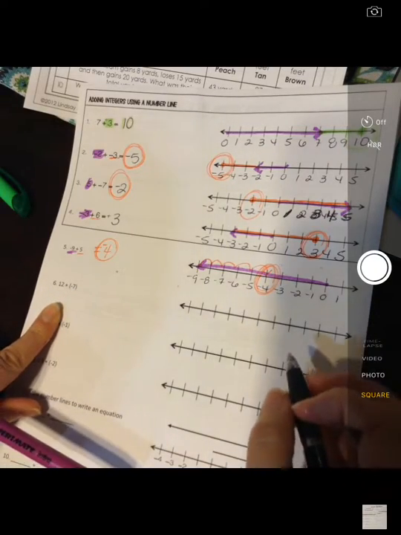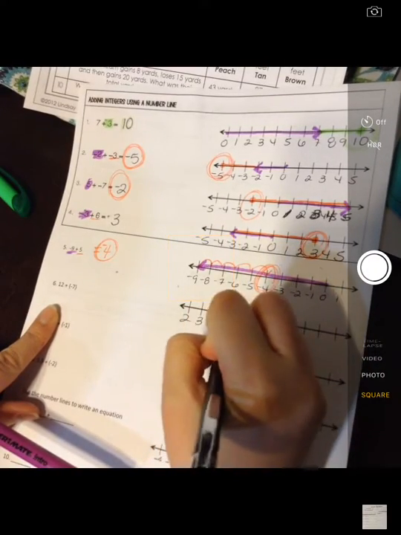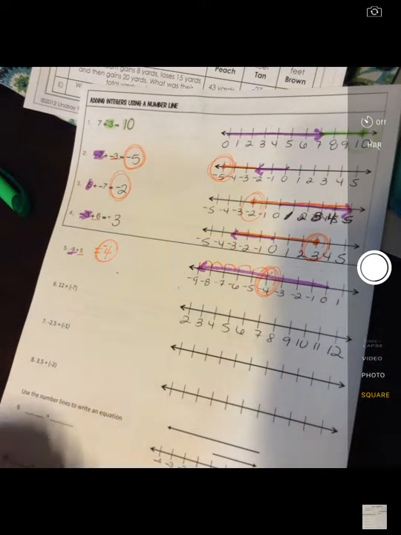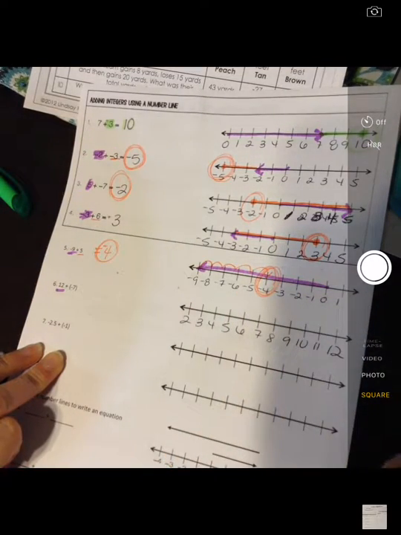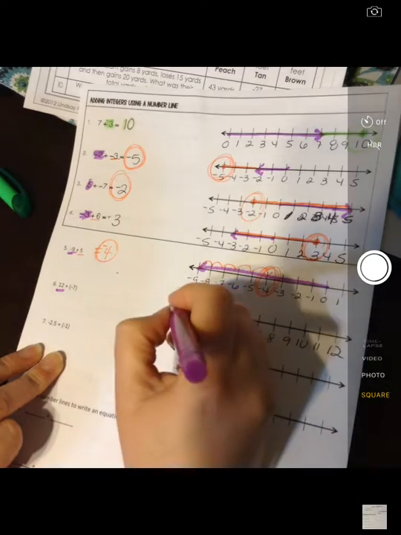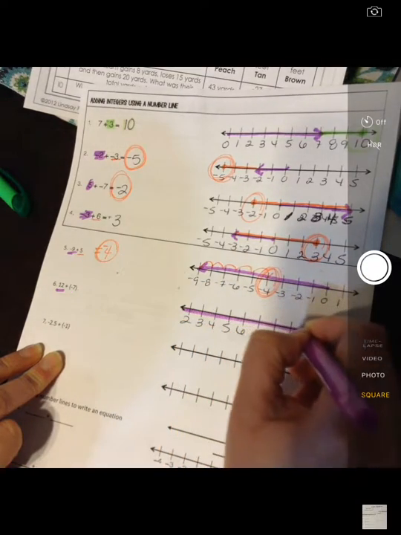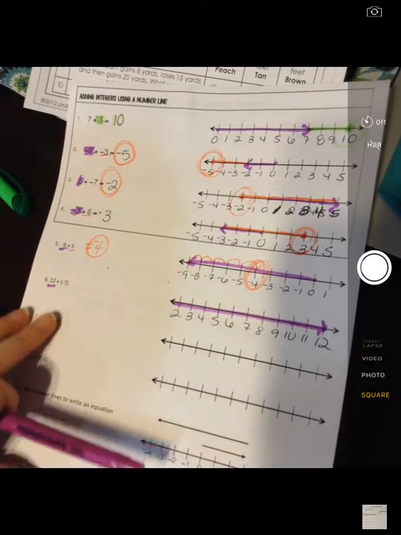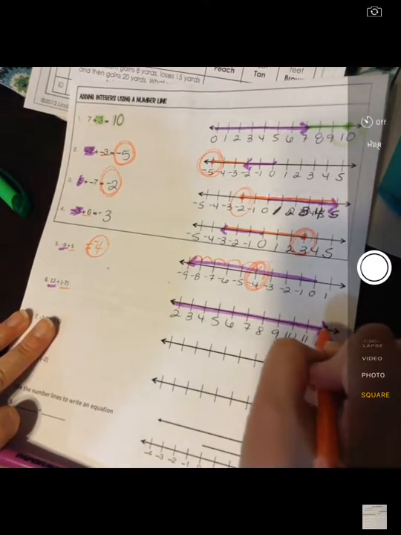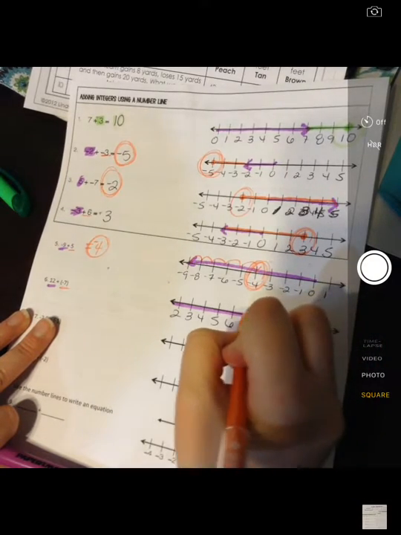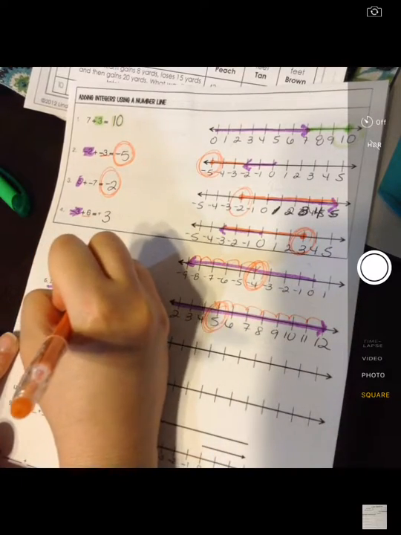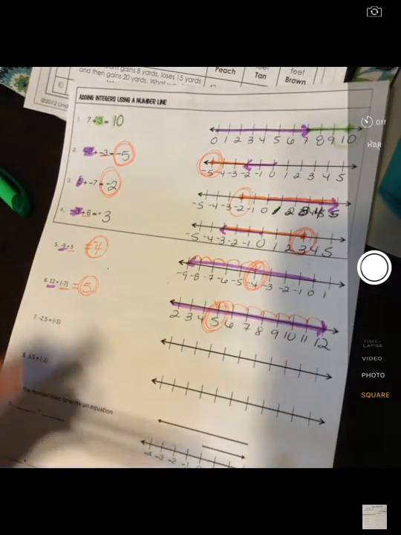The next one, let's do 2, 3, 4, 5, 6, 7, 8, 9, 10, 11, 12. Tells me to go up to 12. So if I had 0, it would be all the way up this way. From the 12, it wants us to go back 7 units. 1, 2, 3, 4, 5, 6, 7. So my answer for 12 plus -7 is 5.